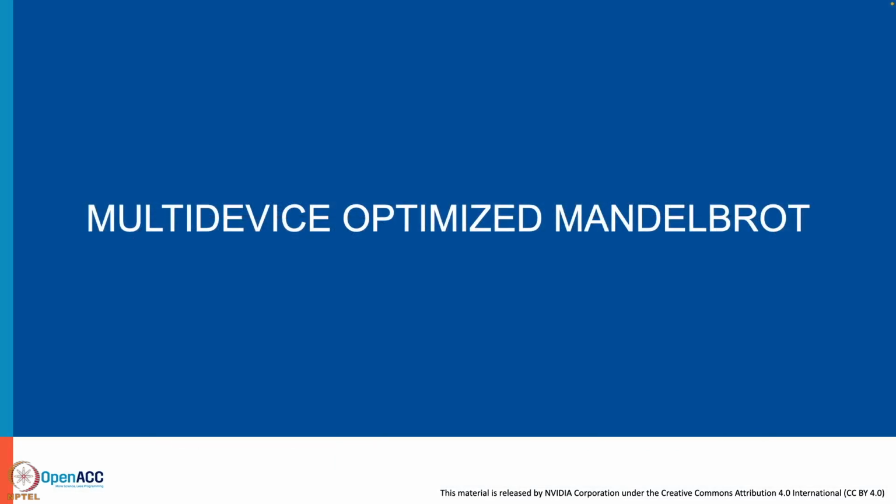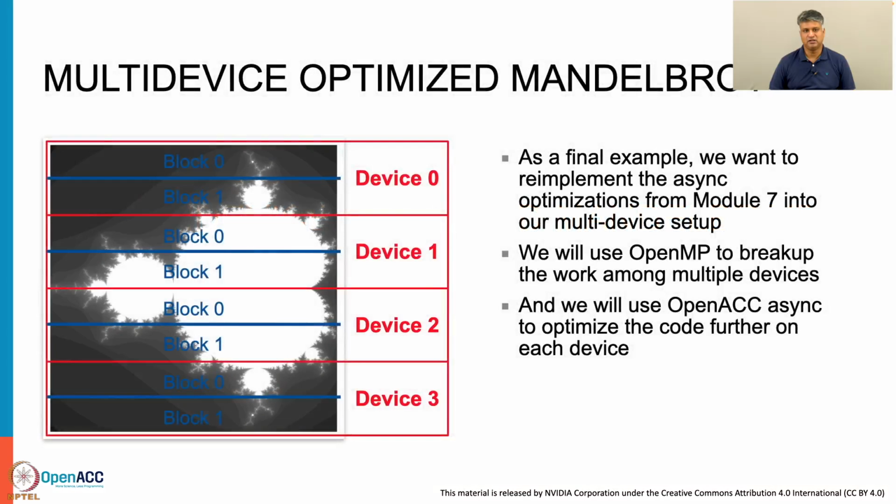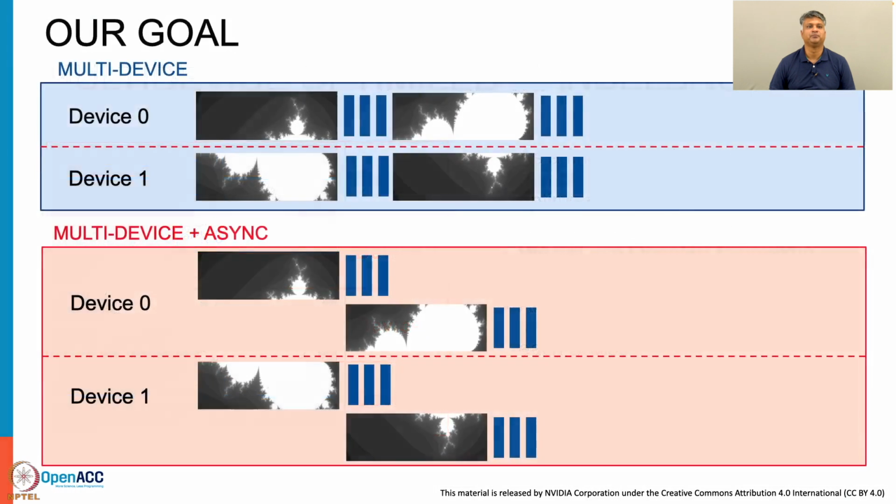Now let us look at how the multi-device optimized Mandelbrot looks. The Mandelbrot set is now divided into 4 devices, 0 through 1. As a final example, we want to re-implement the async optimizations from the previous module in our multi-device setup. We will use OpenMP to break up the work among multiple devices, and we will use OpenACC async to optimize the code further on each device.